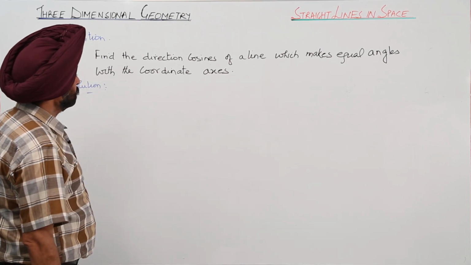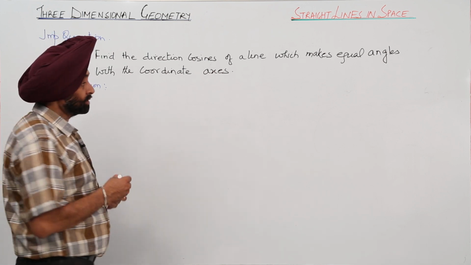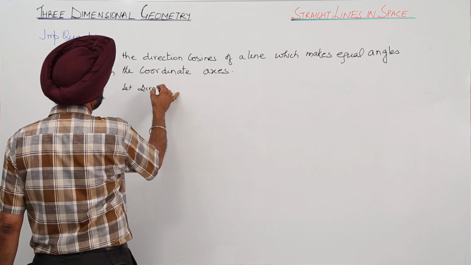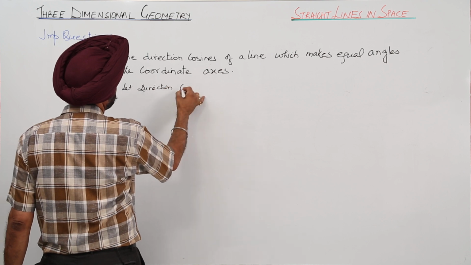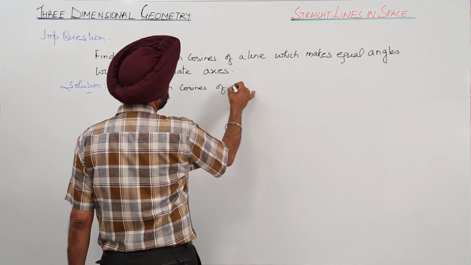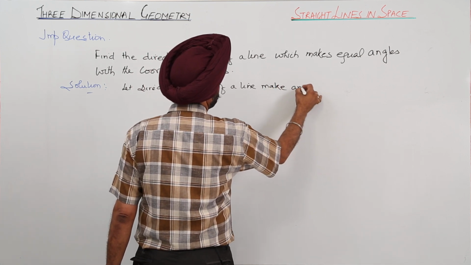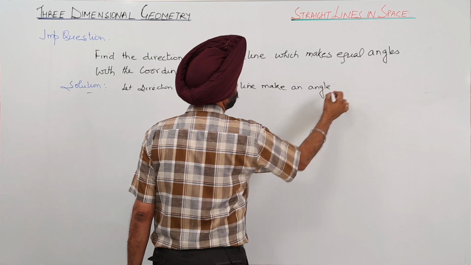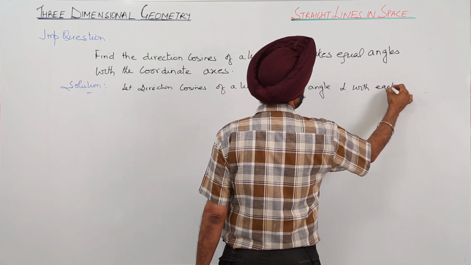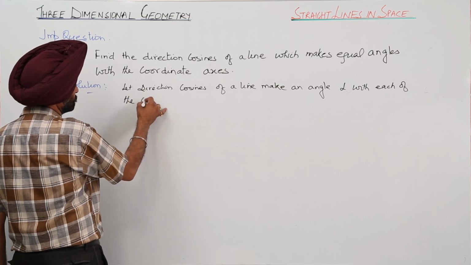Now in this question we have to find the direction cosine of a line which makes equal angles with the coordinate axis. Now let direction cosines of a line make an angle alpha with each of the coordinate axis.